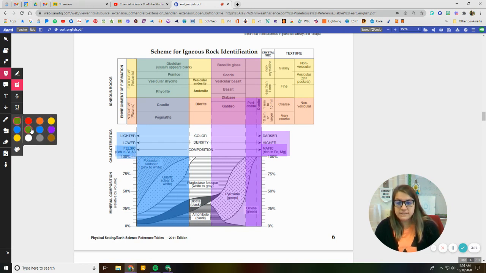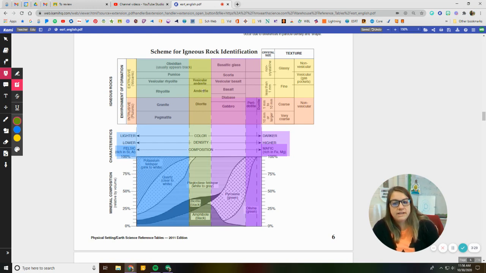Then you have your guys down the middle. So these ones down the middle right here are kind of your in-betweens. They've got dark and light color. Their density is in between being high and low, and they're mafic and felsic in composition, kind of a mix. It's like salt and pepper almost. So you're going to have vesicular andesite, and diorite.